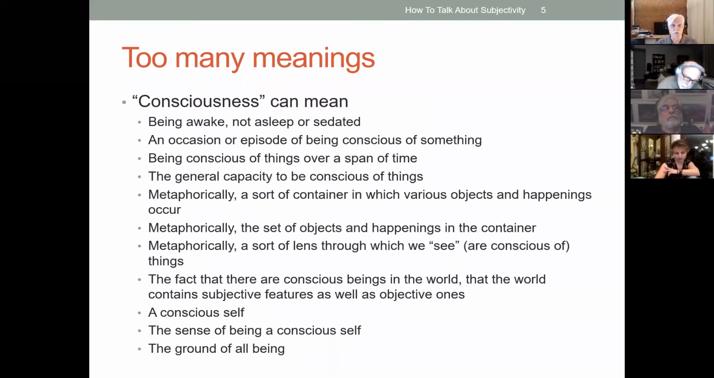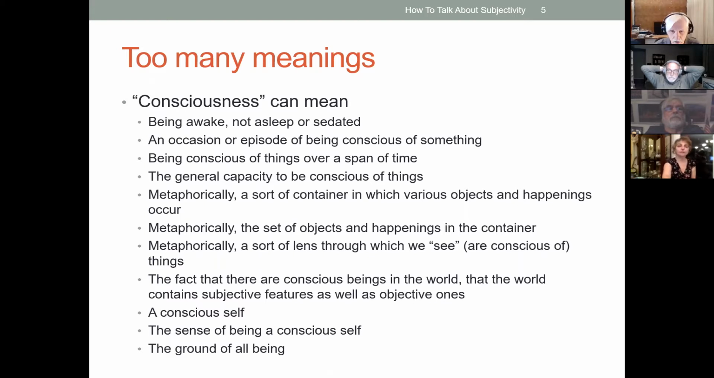The next thing, and this is really the important part, is that the word consciousness means way too many things. I've got this slide up. I don't know if you can read all the little things there. I'll read through some of them. Consciousness basically can mean being awake, not asleep or sedated. So when you wake up in the morning, you're conscious, and when you go to sleep at night, you're not conscious. It could mean an episode or an occasion of being conscious of something. Or it could mean being conscious of things over a span of time. Or it could mean the general capacity to be conscious of things.